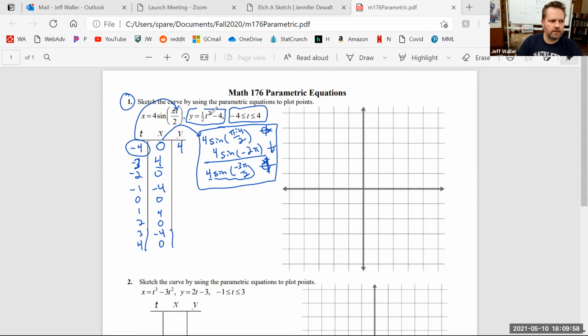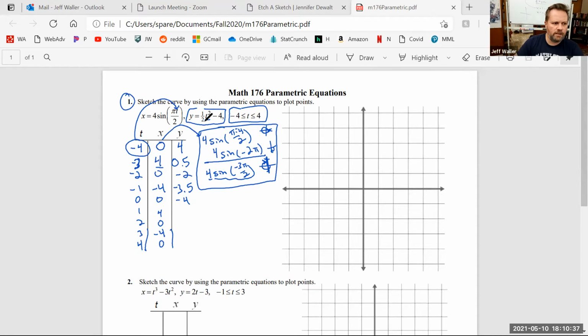So -4, I already did. -4 squared is 16, and 1/2 of 16 is 8, minus 4 is 4. When I plug a -3 in, -3 squared is 9/2, minus 4 is 0.5, right? 9/2 is 4.5, minus 4 is 0.5. Is that cool? Okay. When I plug a -2 in, -2 squared is 4 divided by 2 is 2, minus 4 is -2. When I plug a -1 in, I get 1/2 minus 4, which is -3.5. When I plug a 0, I get -4.